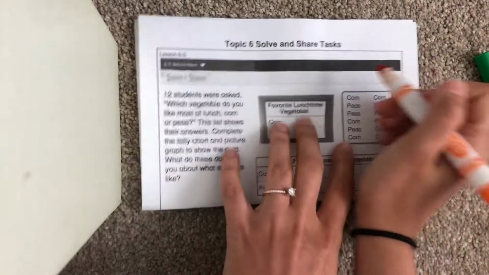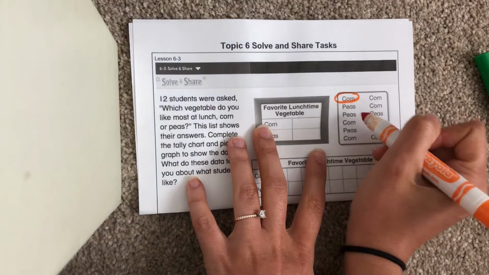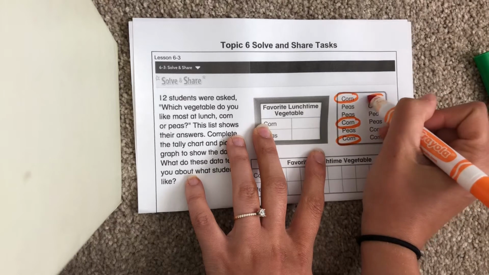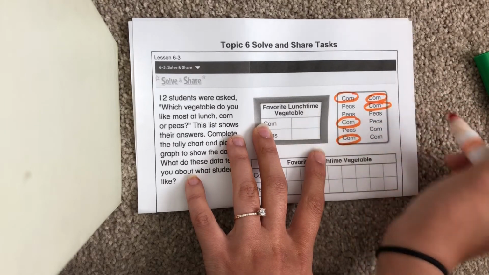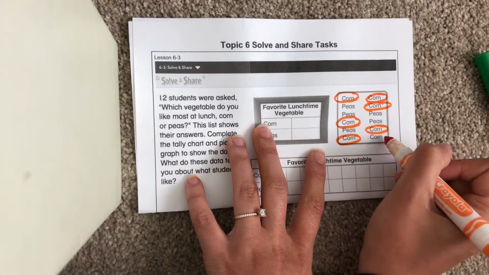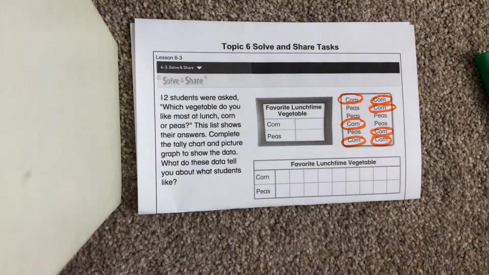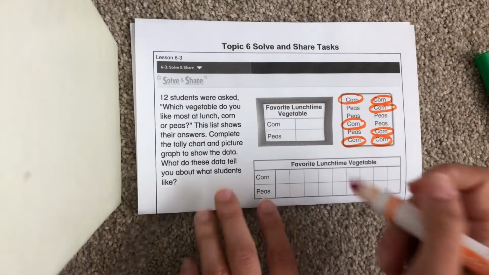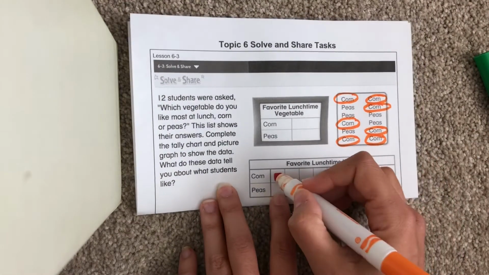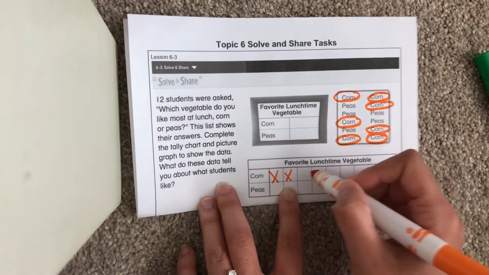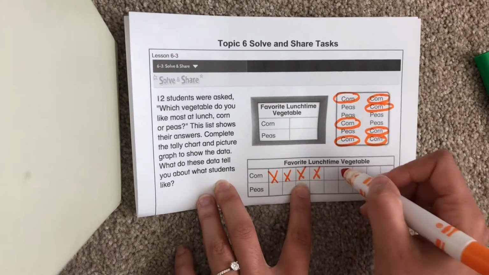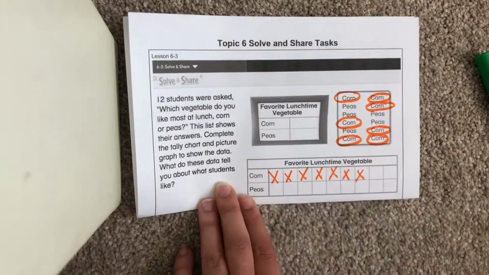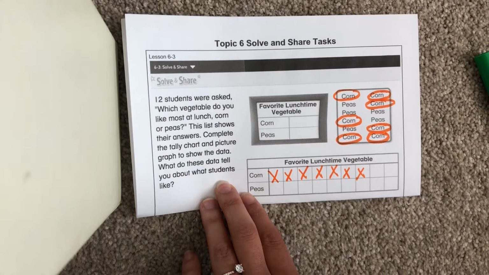I see 1, 2, 3, 4, 5, 6, 7. So if I looked in my chart, I would make 7 X's under the favorite lunch. 1, 2, 3, 4, 5, 6, 7. You could also color that whole thing in. I'm just going to only do X's because it saves me time.